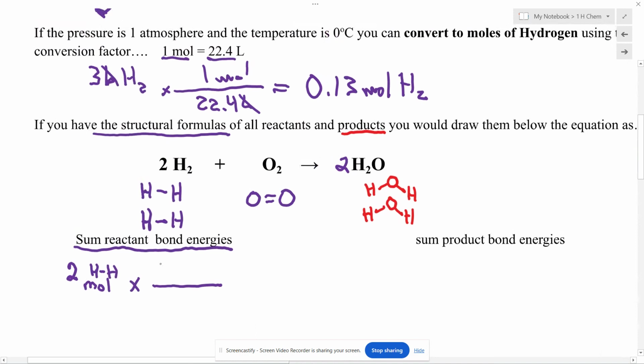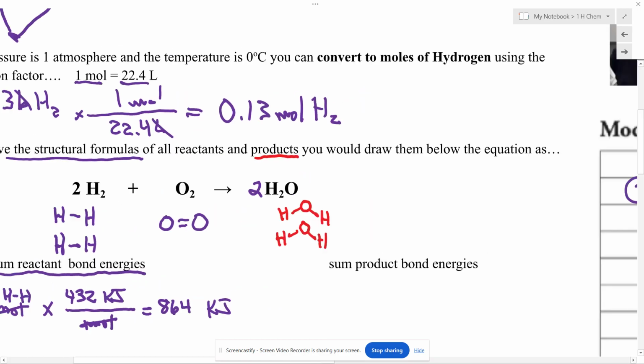So that's 432 kilojoules per mole. Now, I'm being careful with my units so that we see that we have the moles cancel out, and we'll just be left with kilojoules as our unit. So if you multiply that, it's going to be 864 kilojoules. That is the amount of energy you have to put in to break those hydrogen single bonds in the hydrogen molecule. You got to put that energy in.